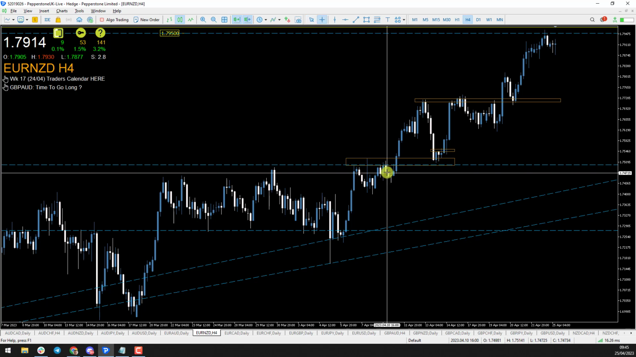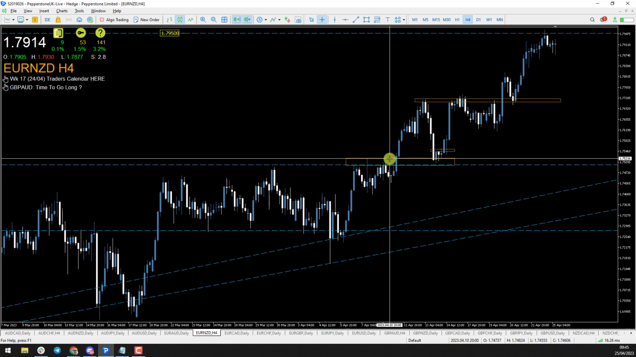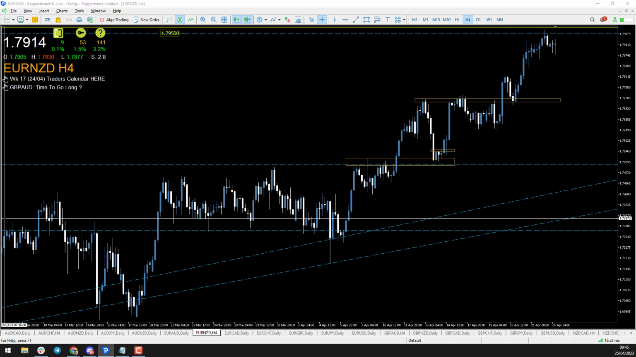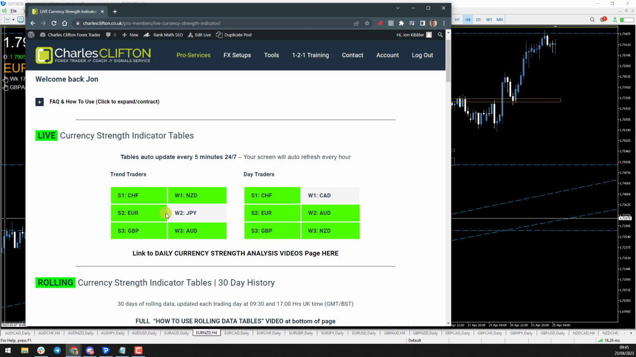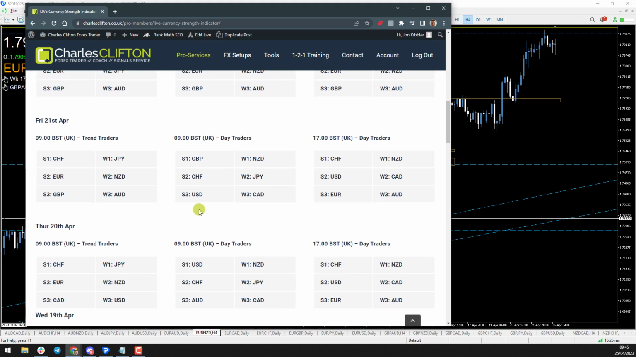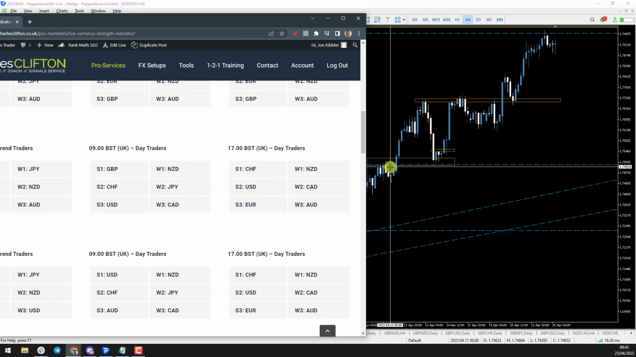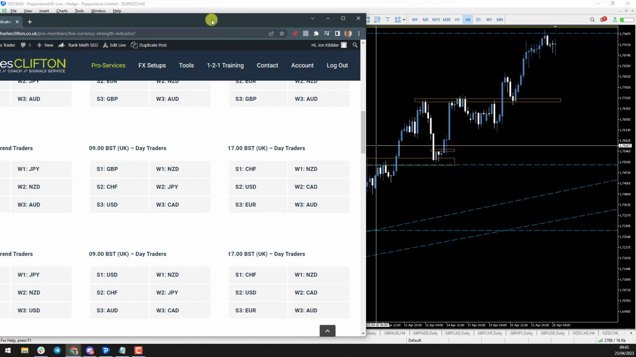And the reason why we spoke about Euro Kiwi, like we said, was it broke through the 1.75 handle, but it featured on the tables for some time. We can see Euro Kiwi here is on the trend traders. If we just scroll all the way back to when we started talking about this, which was actually around about the sort of 12th of April.